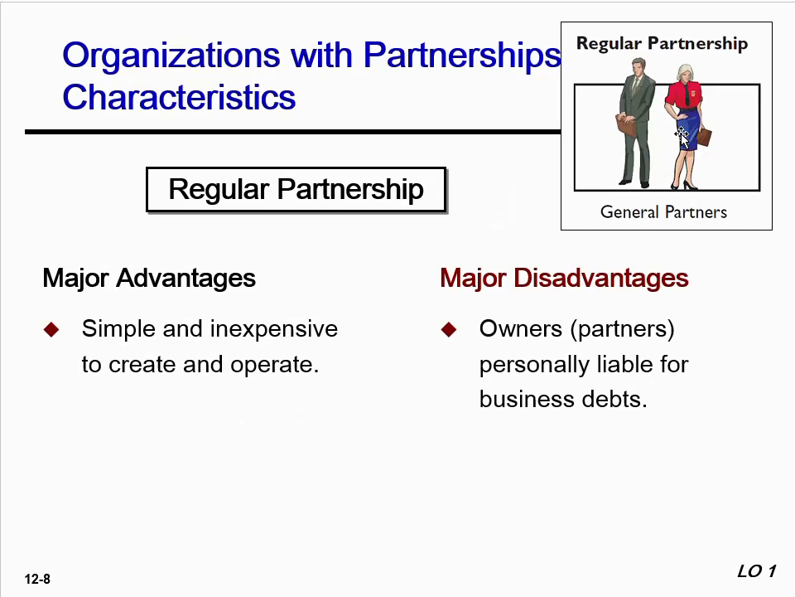So what are the advantages of journal partnership? Major advantages: it's simple and it's inexpensive to create and operate. And the disadvantage is that all the partners or the owners are personally liable for the business. That means their liability is unlimited. So all the partners in the regular partnership are known as journal partners because they share the journal features of partnership.